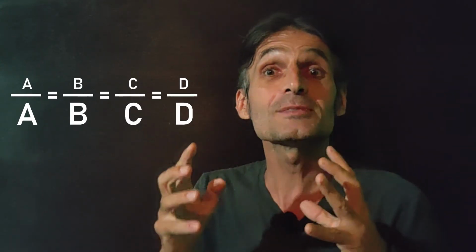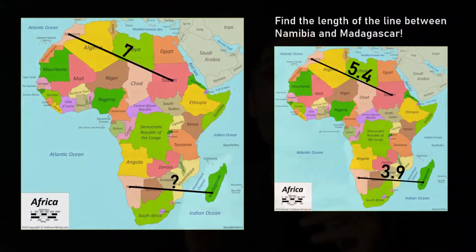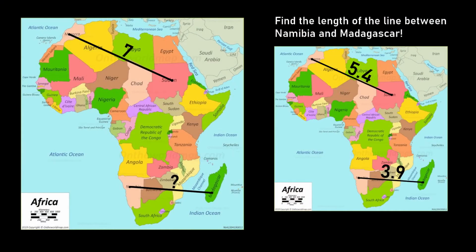Which lesson can we take from this? Well, this: for any corresponding things in a situation of proportionality, all the fractions made by any small thing divided by its corresponding big thing are equivalent. If this is clear for you, you should be able to solve this. Find the length of the Namibia-Madagascar line on the biggest of the two maps. Pause the video now and resume it when you're done.